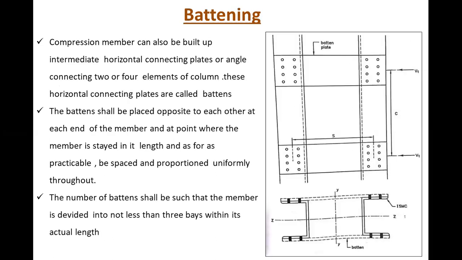So generally, a compression member can also be a built-up section with intermediate horizontal connecting plates or angles connecting two or four elements, as shown in figures 1, 2, 3, 4, right? There are four elements of columns.